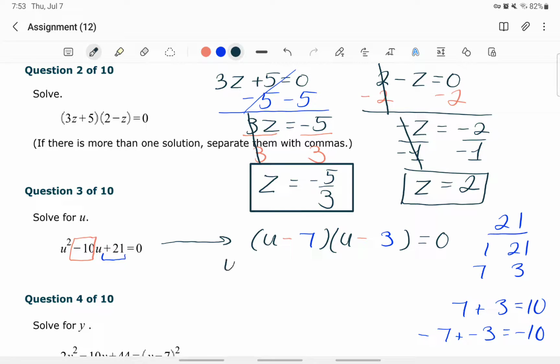So we have u minus 7 equals 0, u minus 3 equals 0. And we can see the solutions for this are u equals 7, u equals 3.